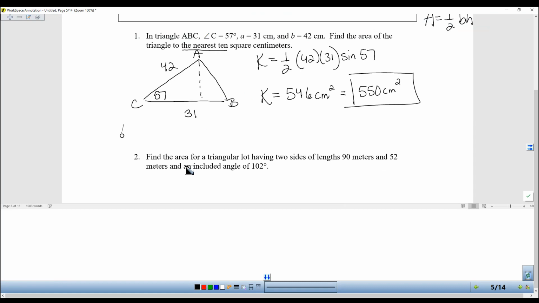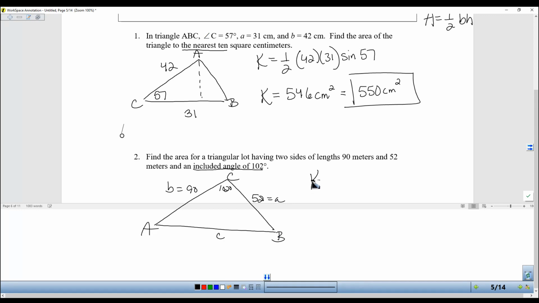We have an area for a rectangular lot having two sides of length 90 and 52 and an included angle. This is the key, because it doesn't matter how you label them. A, B, C, then this would be side C, this would be side A, and this would be side B. Our formula specifically says, okay, this time I want to use C. So 1/2 AB sine C. As long as you have the angle that's not the same as the two lengths, that's the configuration of the formula you want.